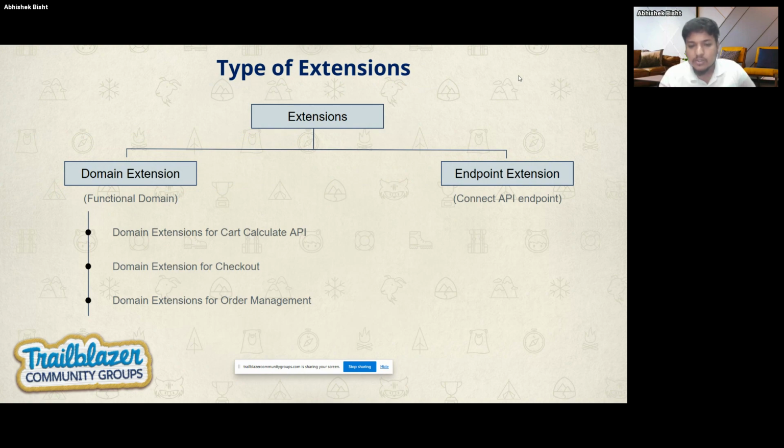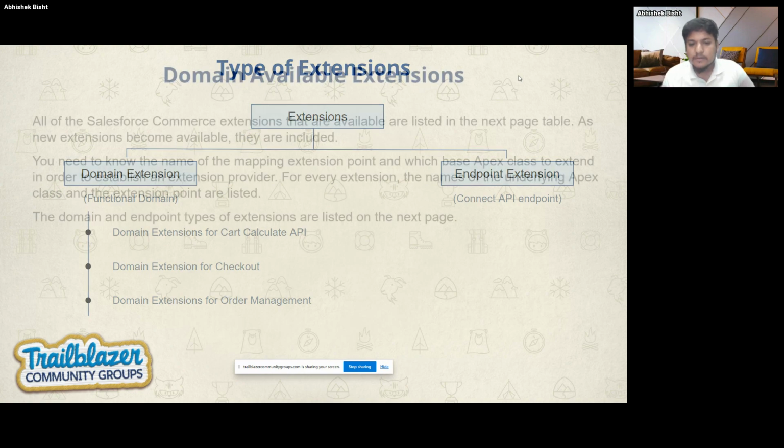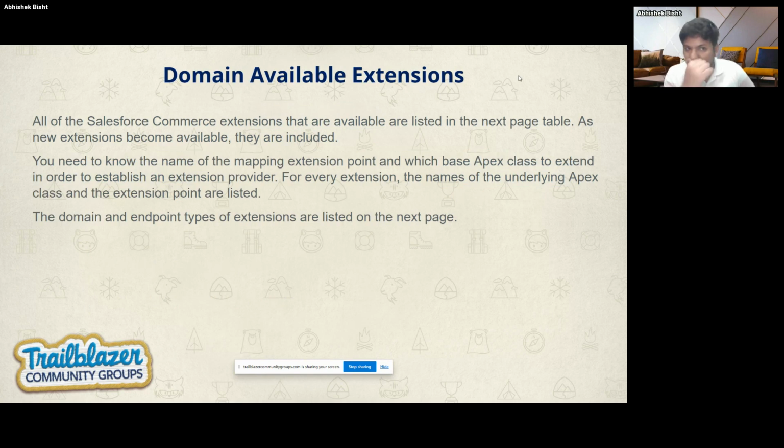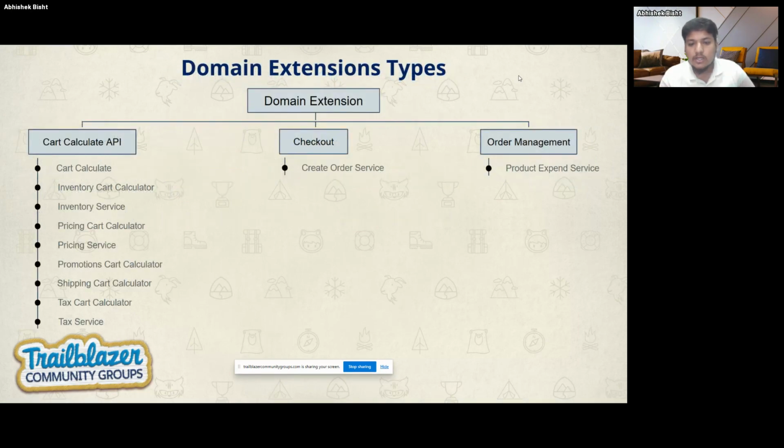Let's talk more about domain extensions. We have a couple of extensions under this domain extension, and we will cover them one by one briefly. Let's go to this slide. Now we have three categories of domain extension. The first one is cart calculate API, then checkout, and order management.